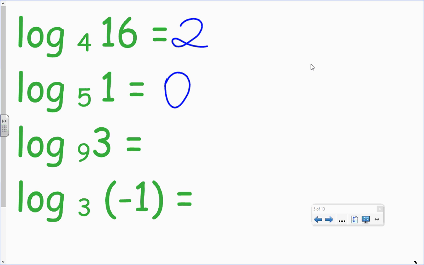Okay, pod 5, what do you think about the third one? 1/2. Let's rewrite this one. 9 to the 1/2 power equals 3. Is that a true statement? Yeah, because 1/2 means square root. Remember, our fractional powers are specifying roots. So if 1/2 is our exponent, that means square root. Square root of 9 is 3.